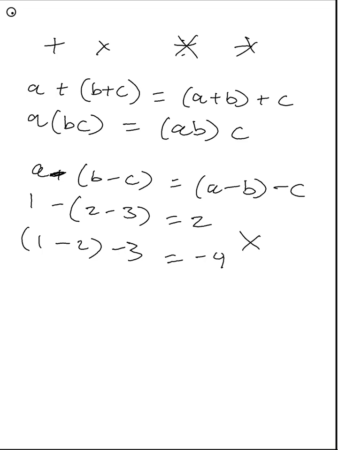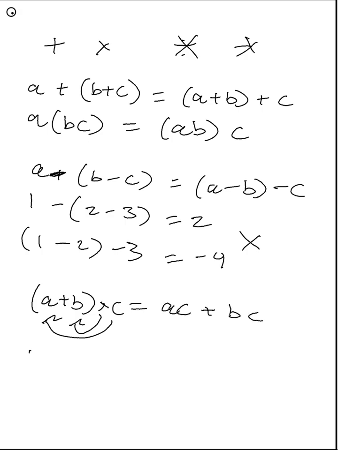Now let's move on to our next property, which is the distributive property. Pretty much what that says is if you have an addition, A plus B, times C, you can distribute the C inside to get A times C plus B times C. Note that it also works with subtraction: A minus B, times C, becomes A times C minus B times C.